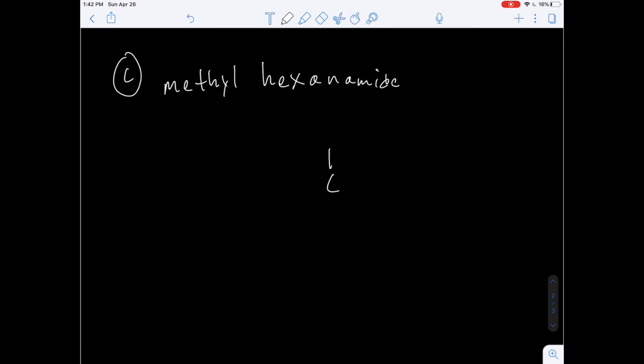So hexanamide. Here's the N. That means I have to have some substituent coming off there. The hex goes on the other side. So this is going to be 1, hex is 6. 1, 2, 3, 4, 5, 6. All of these are hydrogens all the way around.